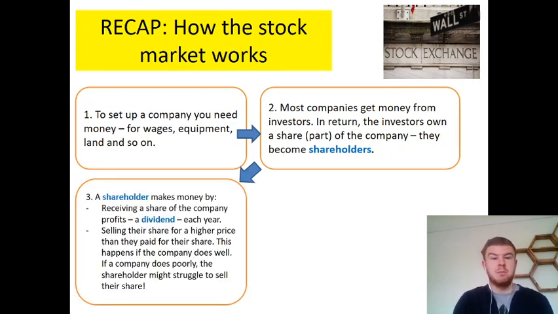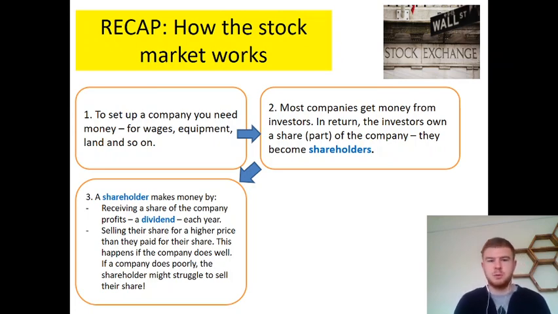And a shareholder makes money in two ways. One, every time that a company makes profit, then a shareholder is given some of that profit. Okay, so if you own part of a company, say you own 50% and they make £100,000 profit in a year, then you would get 50% of that profit because you own 50% of the company.